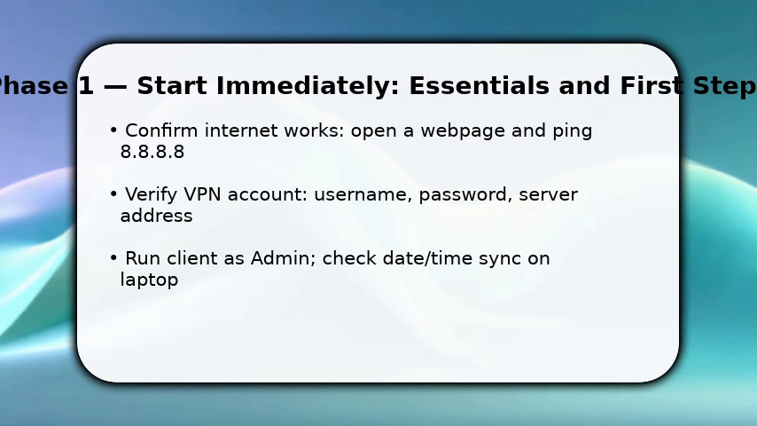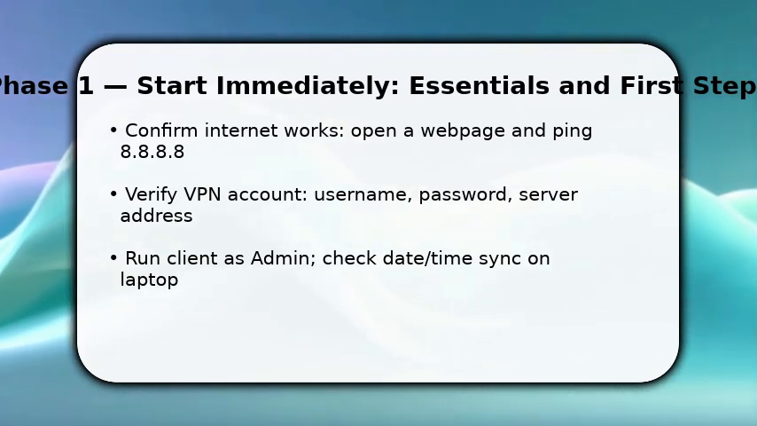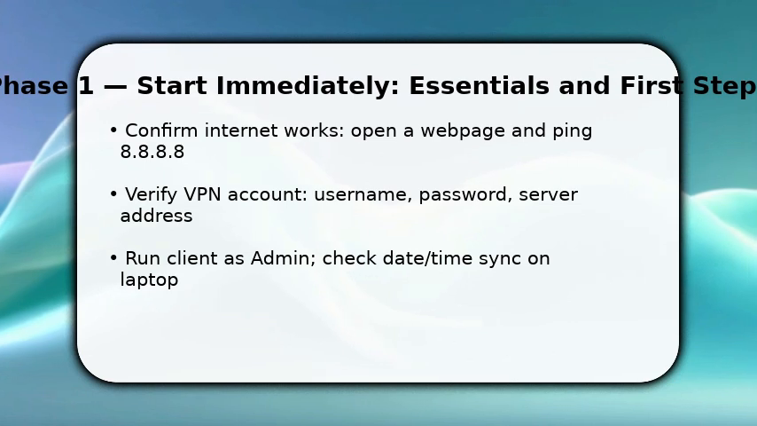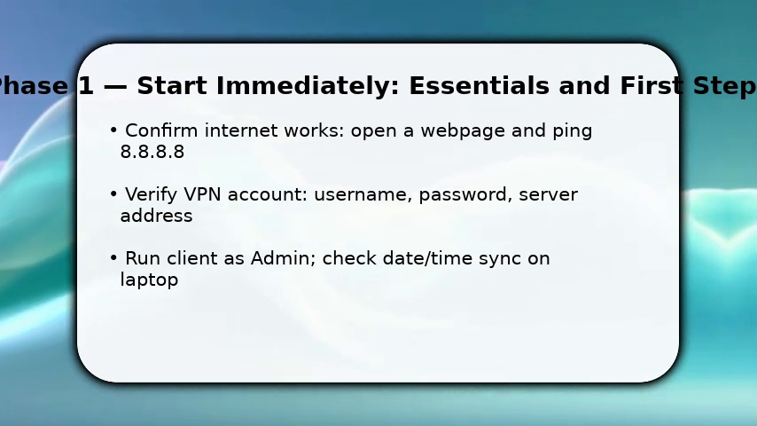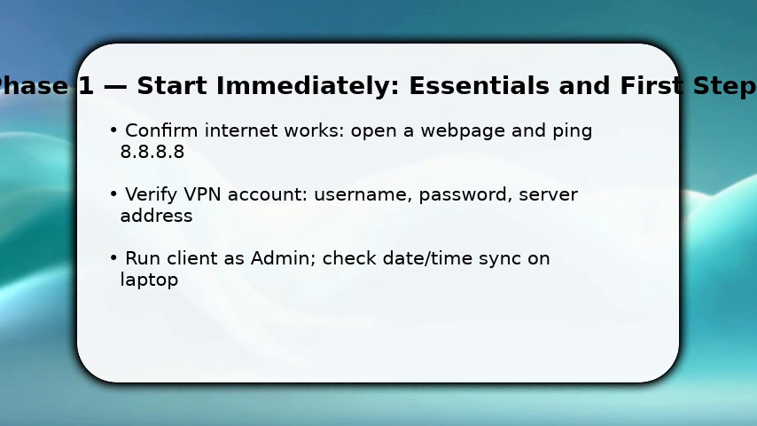You begin by confirming core prerequisites. First, make sure your internet connection is live, open a browser and ping 8.8.8.8 to rule out downtime. Next, verify your VPN credentials and server address. Incorrect info is the simplest blocker.